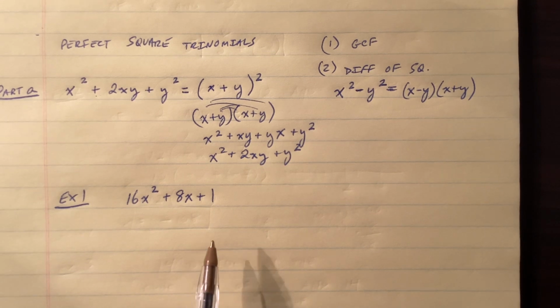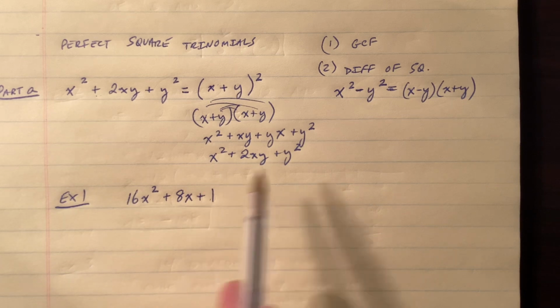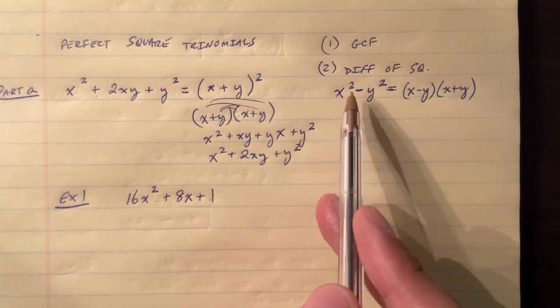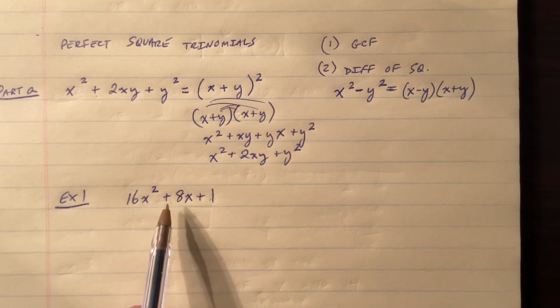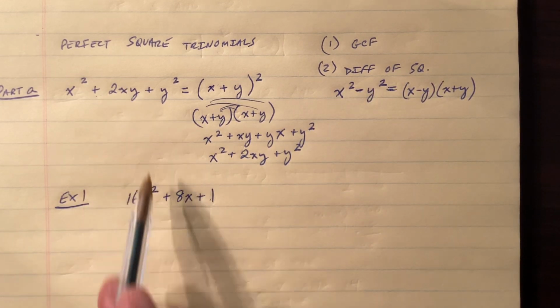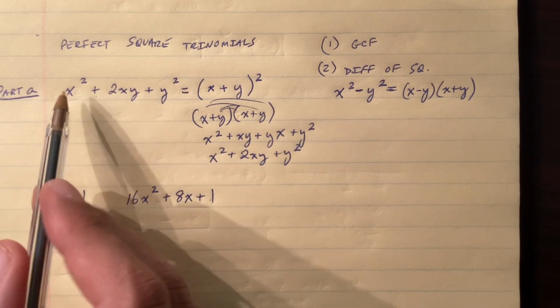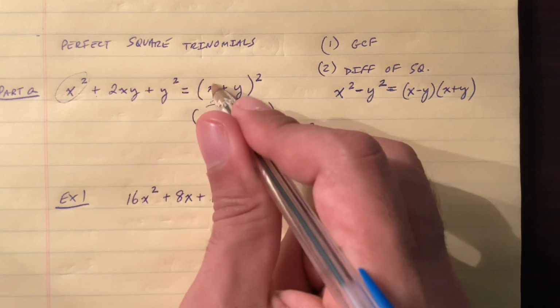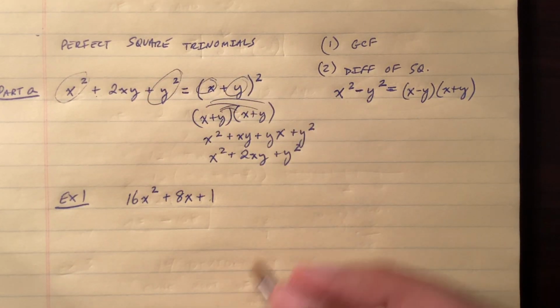Something that I'm always on the lookout for is whenever there are three terms. As you can see with the difference of squares, there's only two terms, but there are three terms. They're all positive, so we're thinking, okay, this looks really, really similar. Let's see if I can take the square root of the first term, and let's see if I can take the square root of the second term.